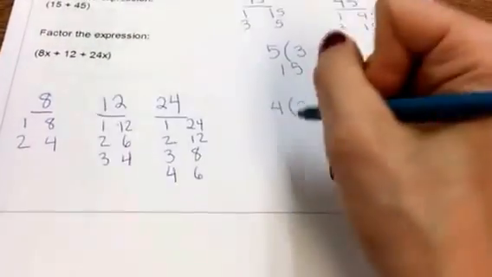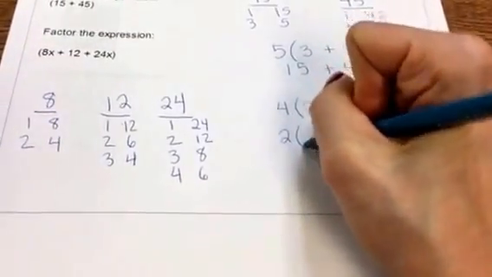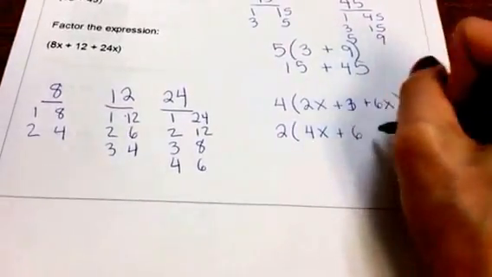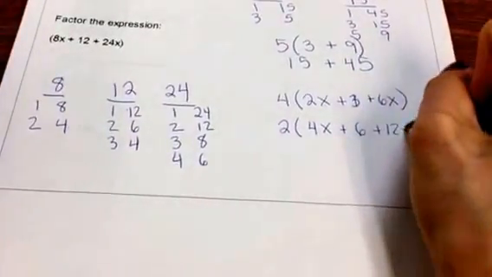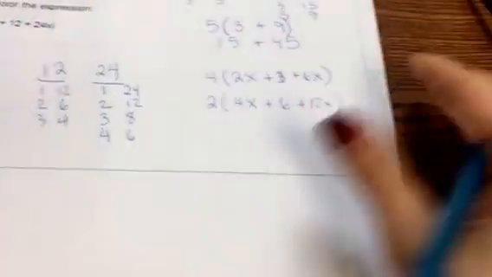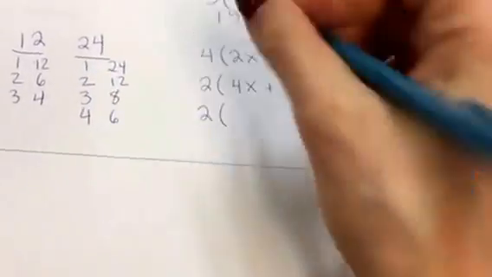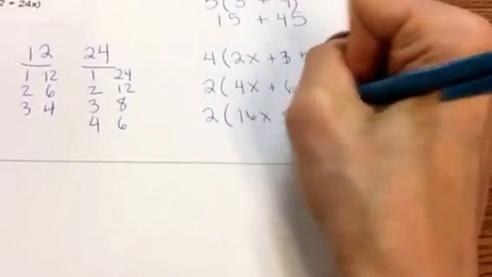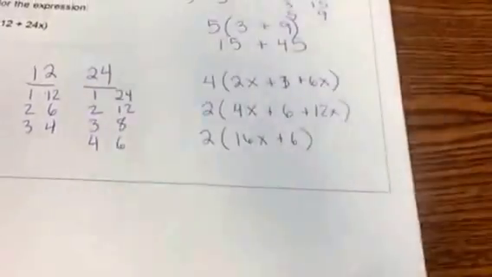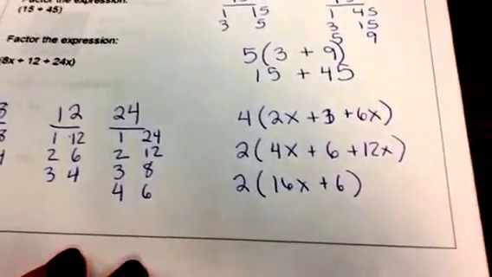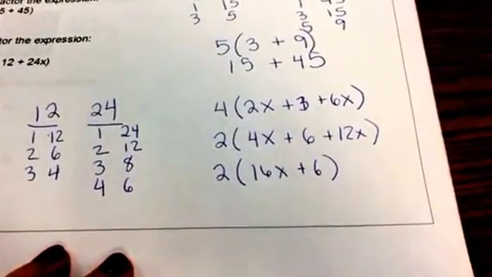I can also factor out 2. If I factor out 2, then when I divide, what I'm left with is 4x plus 6 plus 12x. And you can combine the like terms here too. So you could end up with 2 times (16x plus 6). You could absolutely do that. These are all equivalent expressions. It just depends what it is that you're trying to do. You can manipulate these expressions in any way that's going to be helpful for you to solve the problem.